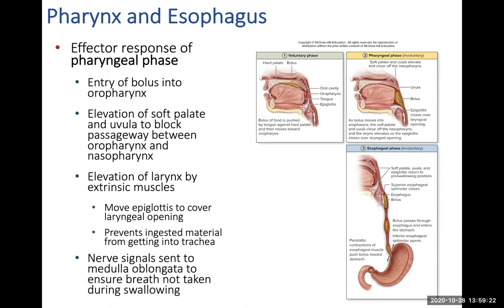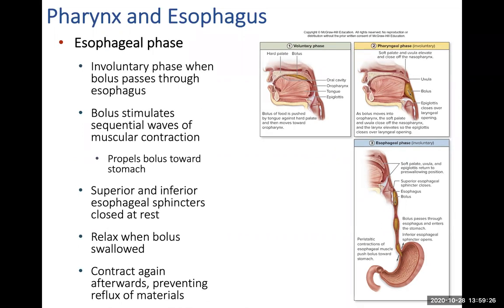And that is ultimately controlled by the medulla oblongata. And then the esophageal phase, also involuntary. This starts when that bolus of food that was swallowed passes through the esophagus. The presence of the food bolus in the esophagus stimulates peristalsis and helps to propel that bolus down toward the stomach. And then another reflex that's associated with the esophageal phase is the opening of the sphincters.